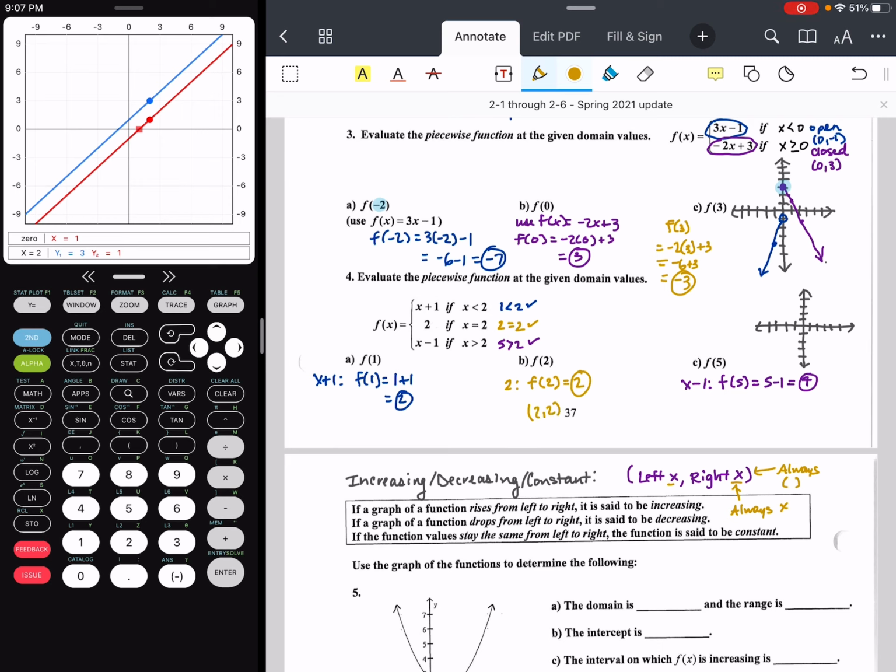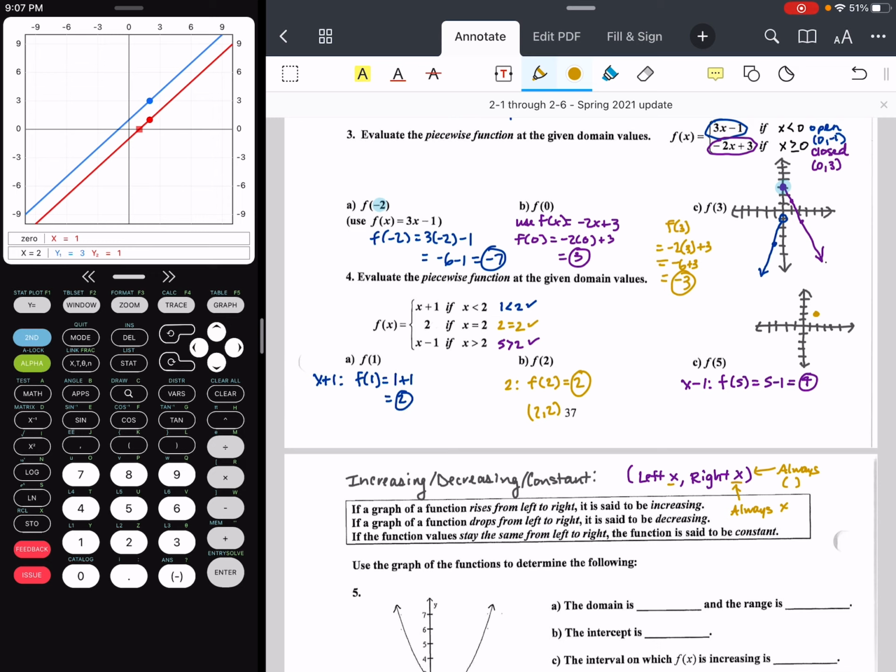So 2, 2 would just be that point. That's all that this piece of the function says. It basically says that the point 2, 2 is a member of the function. So if x equals 2, f of x equals 2, that means the point 2, 2 exists.